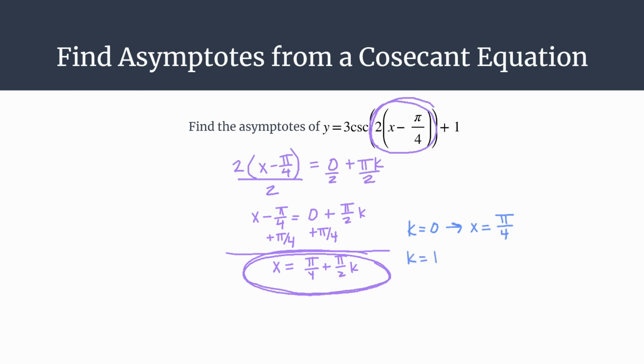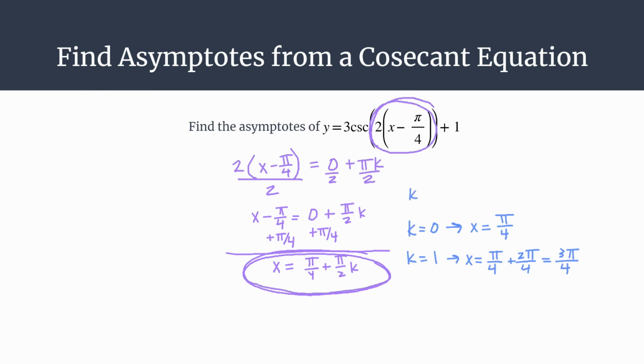All right, let's say we let k equal 1. You can see we'd have pi over 4 plus pi over 2. Okay, so if you want to write that out, do a little scratch work. We have pi over 4, and let's rewrite pi over 2 with the common denominator. So it's 2 pi over 4. And we can see we should have an asymptote at 3 pi over 4.